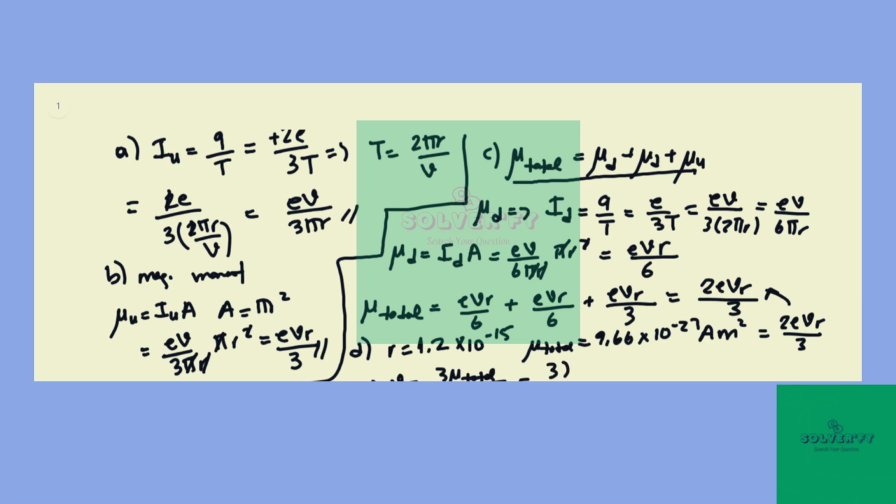Then 3 times 9.66 times 10 to the power negative 27, divided by 2, e being 1.6 times 10 to the power negative 19 coulombs, times the radius that is given to us, 1.2 times 10 to the power negative 15. Then the final answer that we have for the speed of the quarks is 7.55 times 10 to the power 7 meters per second.